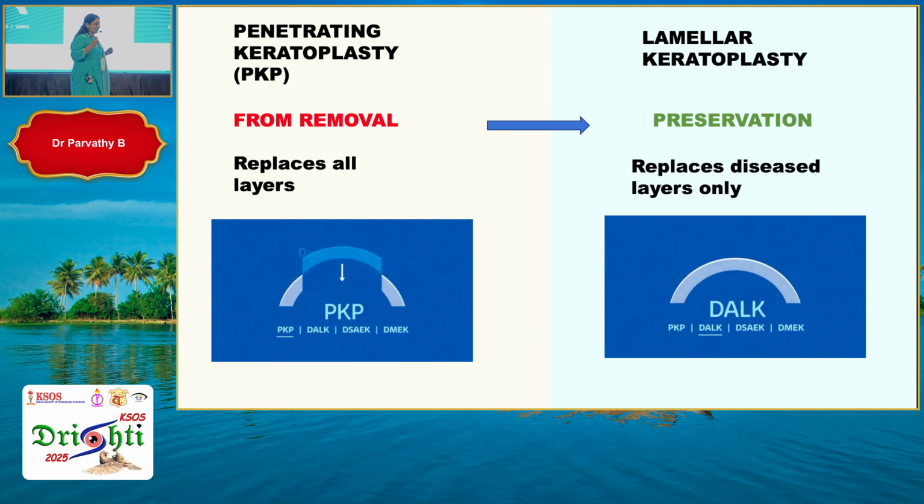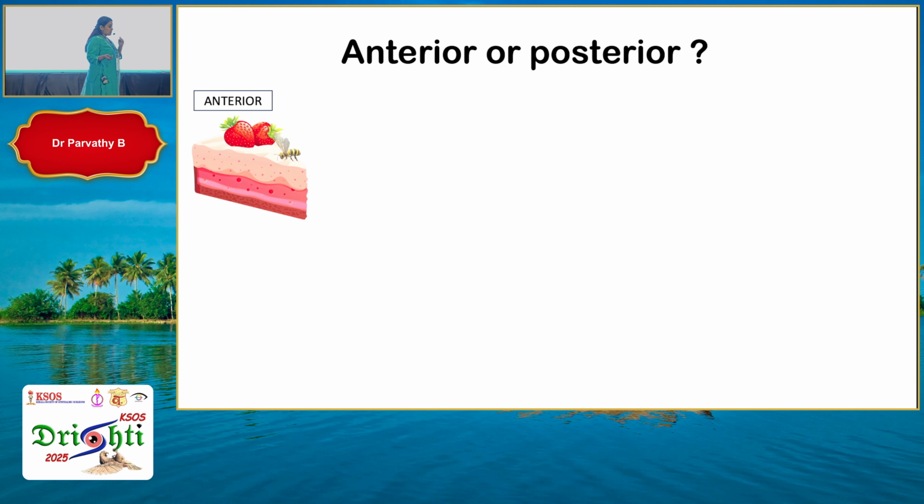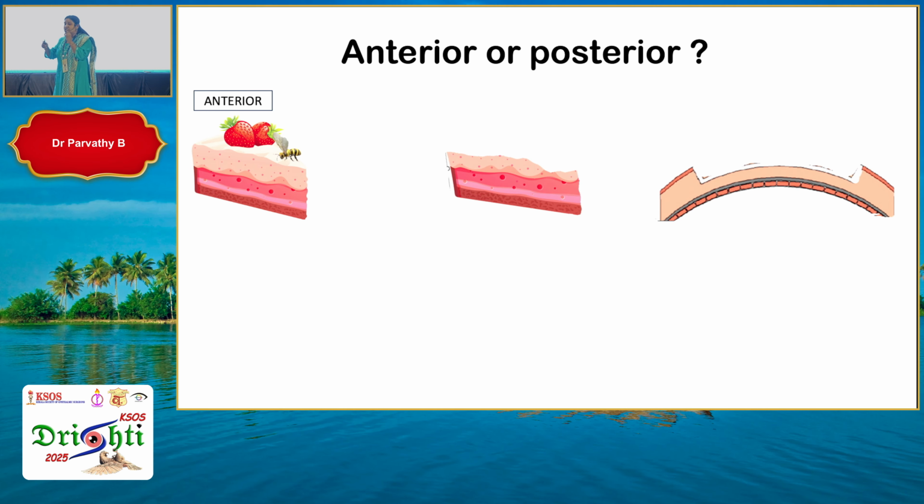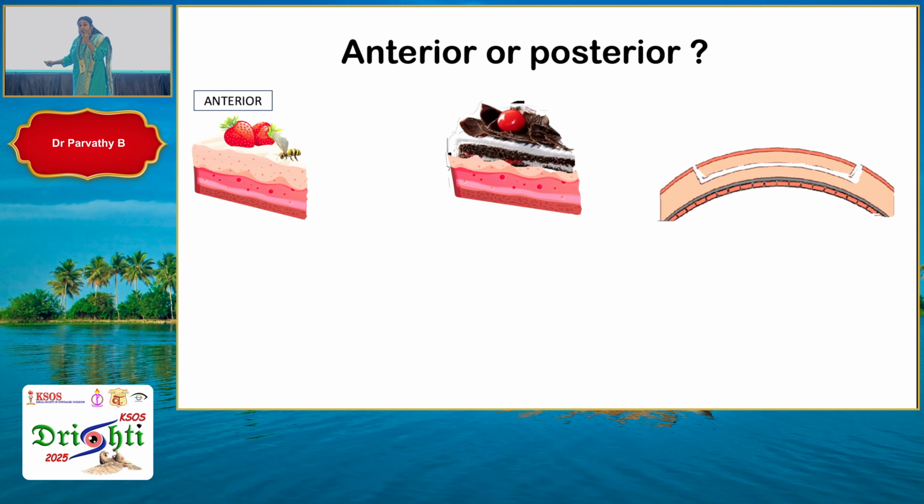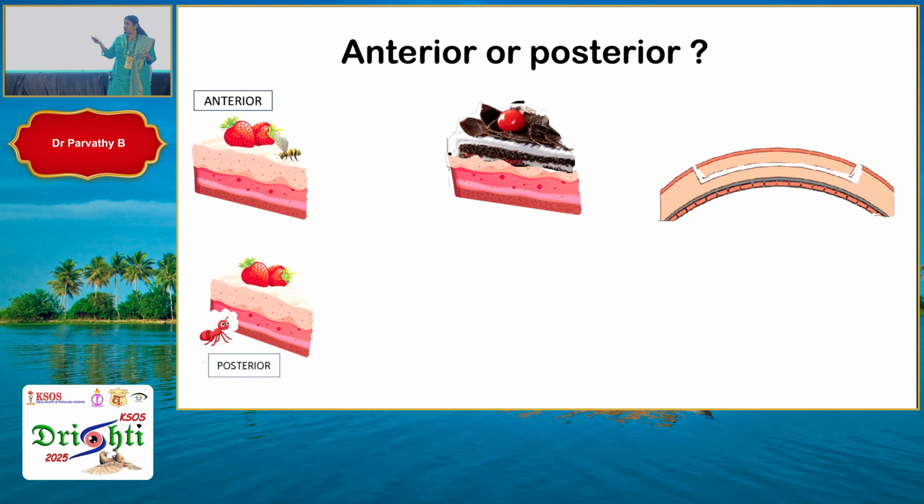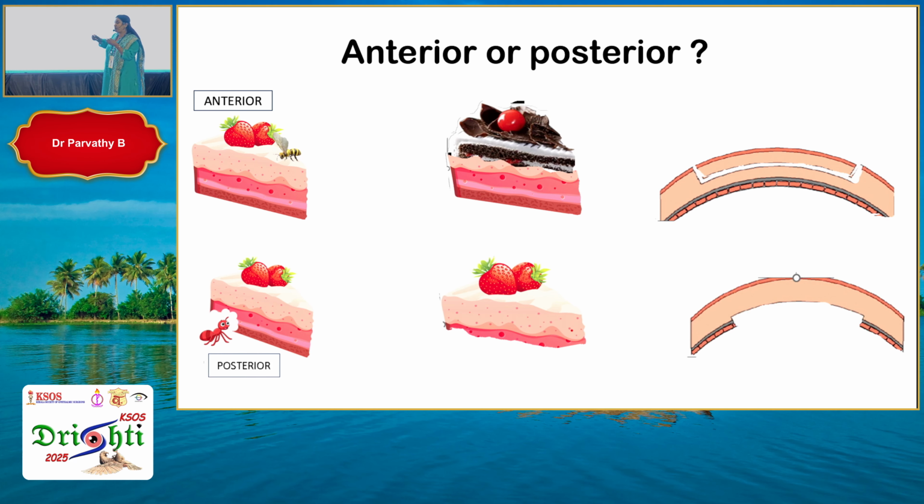Targeted how? Let's see. So when you have a cake, the top part of the cake is damaged. Don't throw. Just remove what is damaged. Keep the rest and add something at the top. Something like anterior keratoplasty, children. When the bottom part of the cake is damaged, don't throw. Remove the bottom part, add something at the bottom, like posterior keratoplasty.